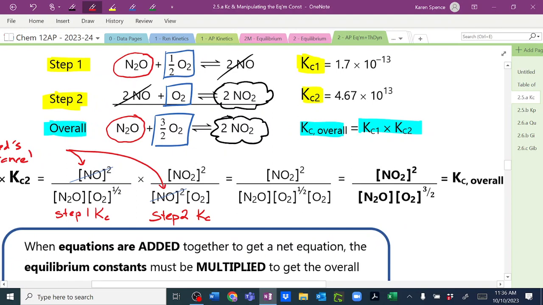You don't need to write that down every time. You just need to know that if you can add 2 reactions, then you can multiply their K values to get the final K. Yes? Pardon me? Yeah, sure.